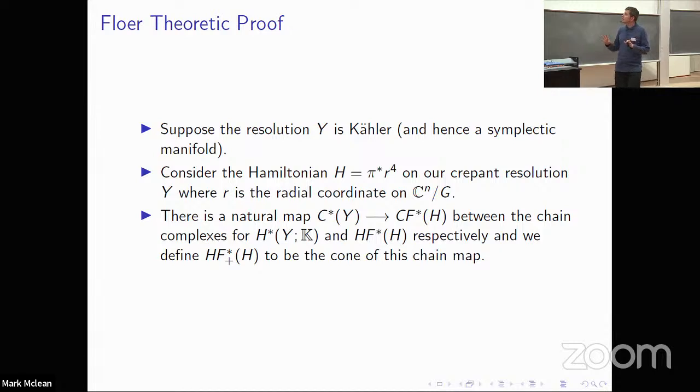It turns out there's a natural map at the chain level from cochains on Y to the chain complex for Floer cohomology, CF^*(H), and I take the cone of that map. I call this positive Floer cohomology, HF^*_+. The way it's set up is I have a long exact sequence between singular cohomology of Y, Floer cohomology of H, and positive Floer cohomology of H. And so this is really the Floer group I want to look at.